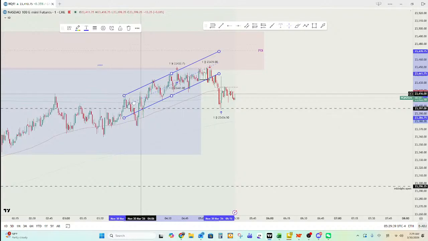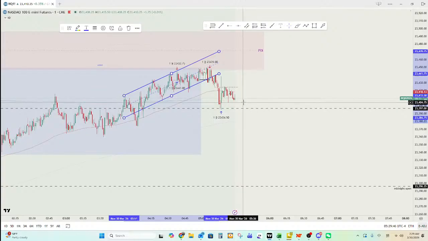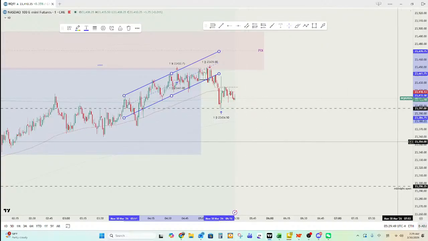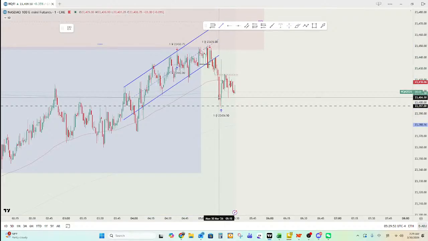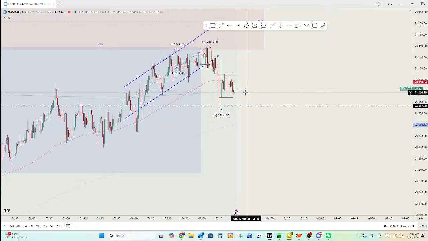It's been taken, it's been tested, and then it had a strong reaction there and went back down. We'll test this level. This is the OB, order block, then test it back and test it again. I would say there's like a 60% probability the market will keep going down.